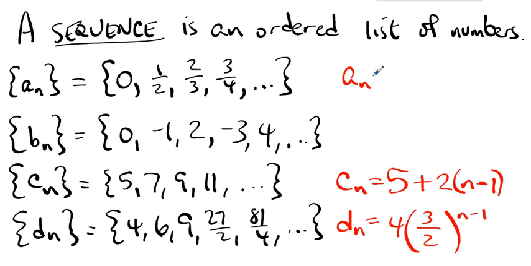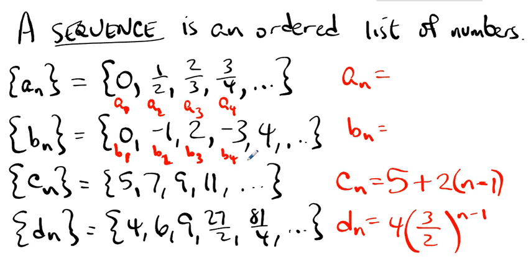The others, what's a good A sub n there? What's a good B sub n here? Remember, this is A sub 1, this is A sub 2, this is A sub 3, this is A sub 4, and so on. This is B sub 0, B sub 1, B sub 2, B sub 3, B sub 4, and so on.